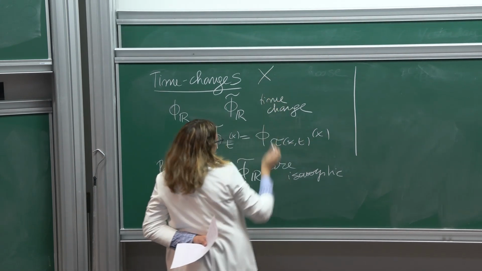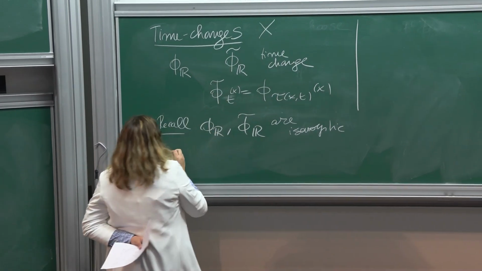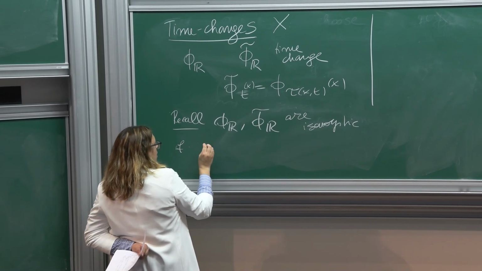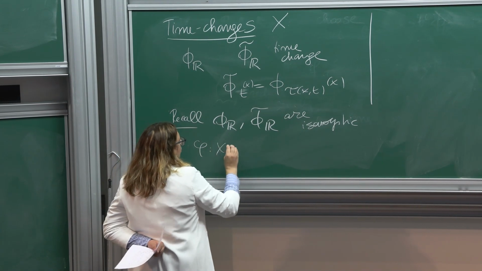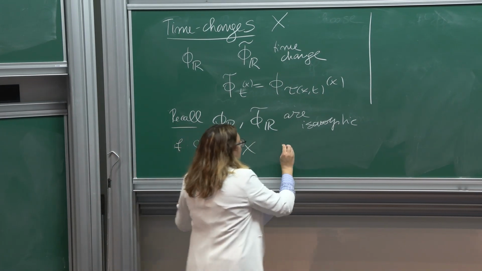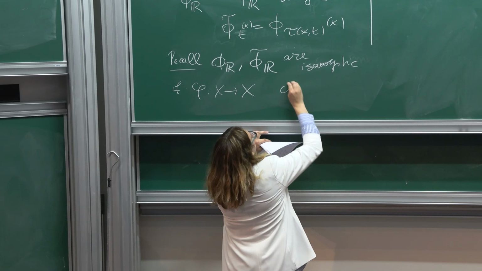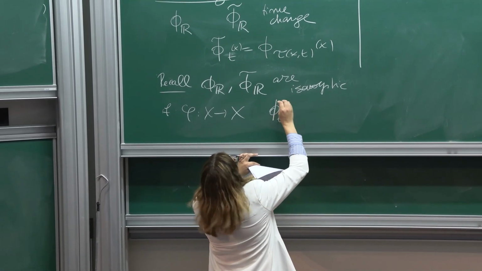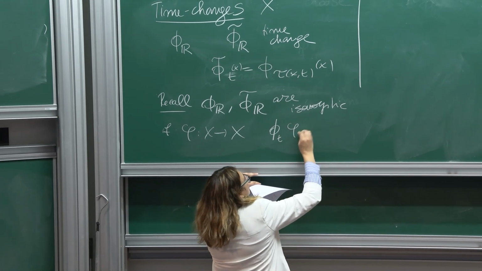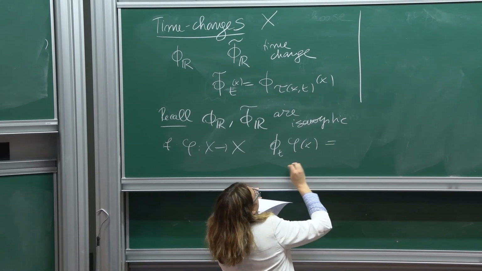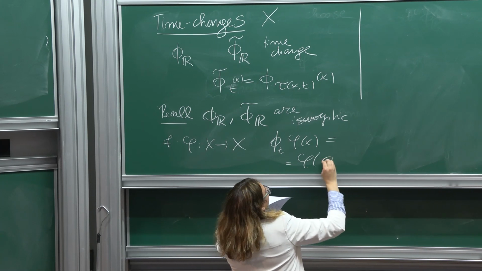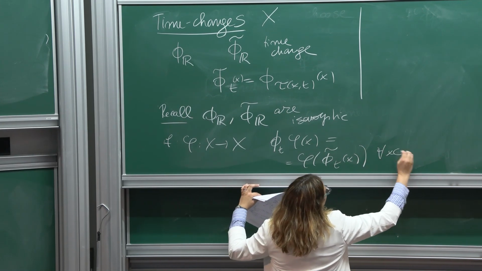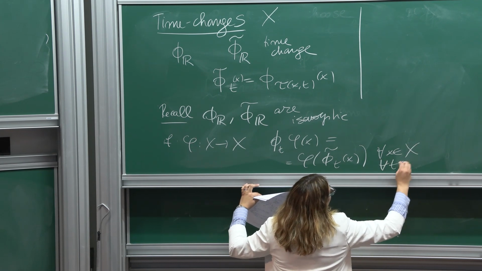So x is my space, and the flows are isomorphic if you find some, now I need another letter, phi from x to x, such that it intertwines the two flows. So phi_t of x is equal to phi of phi tilde_t of x for every x and t.